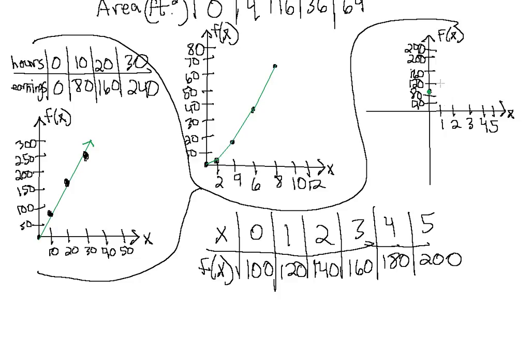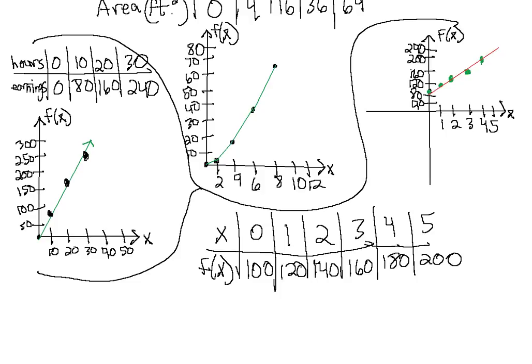Let's get a different color here. At 0, we're at 100. At 1, we're at 120. And this is going to result in a linear equation. 140, and then 200. 200 is up here. Okay, something to that effect. So let's go ahead and connect these dots with a line.